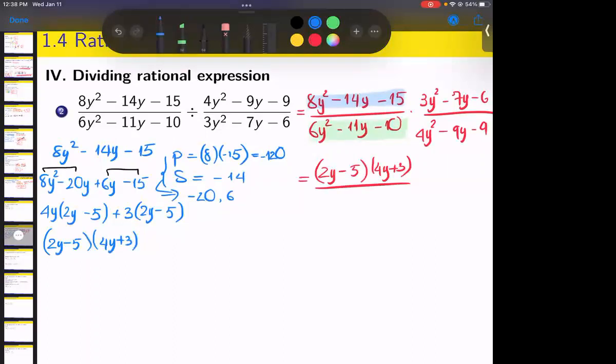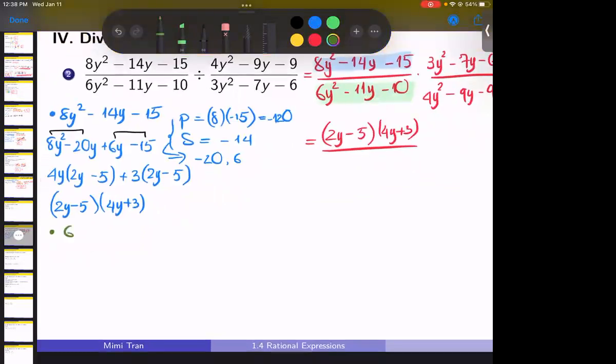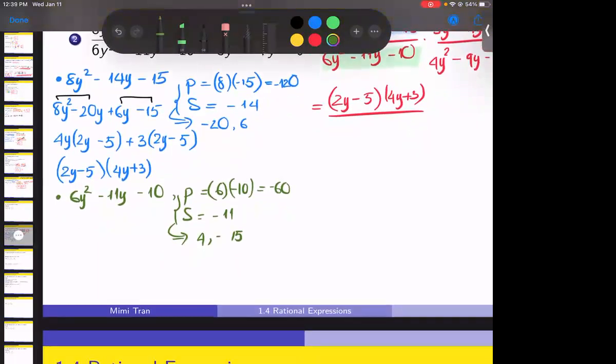The bottom, 6y squared minus 11y minus 10. We do the same thing. Product is 6 times negative 10, that's negative 60. And then the sum is negative 11. Can someone give me the two numbers? Very good, 4 and negative 15. You guys are getting good at this. So 6y squared plus 4y minus 15y minus 10. Group the first two and last two.